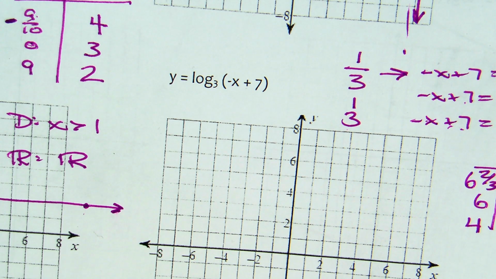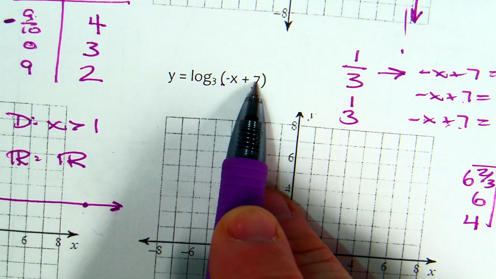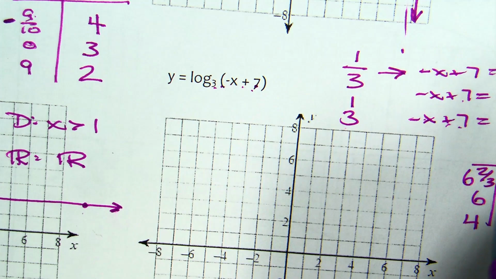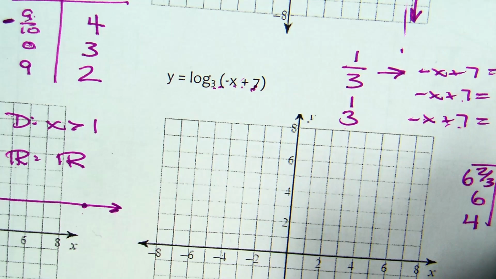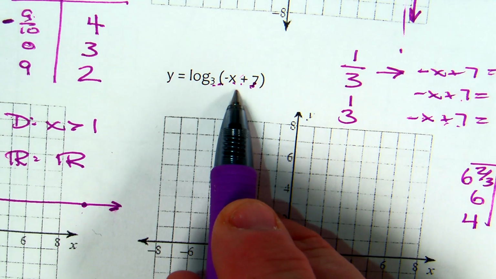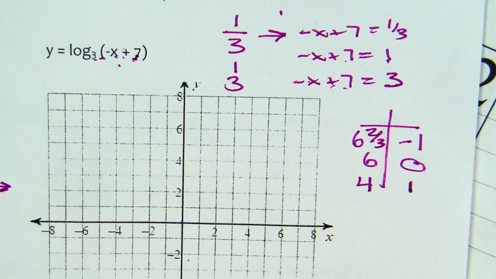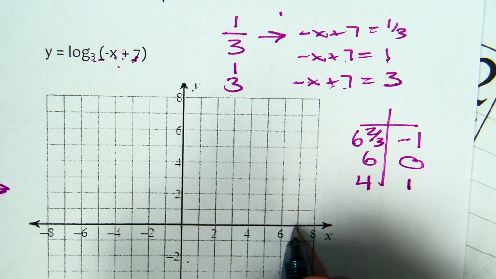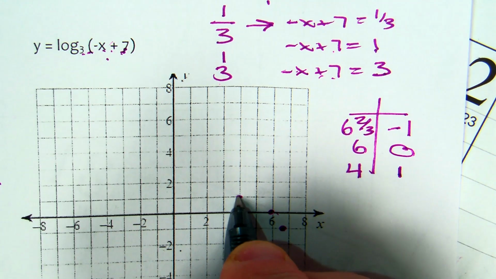See what I mean? That's what we mean by multiple things going on. So when I plug those in, 6 2/3 with the negative is negative 6 2/3, plus 7 is 1/3, the log base 3 of 1/3 is negative 1. When I plug in the 6, I got 1, the log of 1 is 0. When I plug in the 4, I got 3, the log base 3 of 3 is 1. So the points are 6 2/3, negative 1; 6, 0; 4, 1.